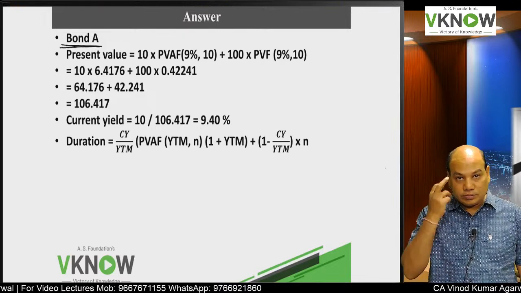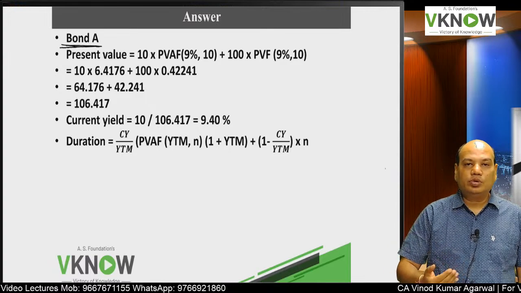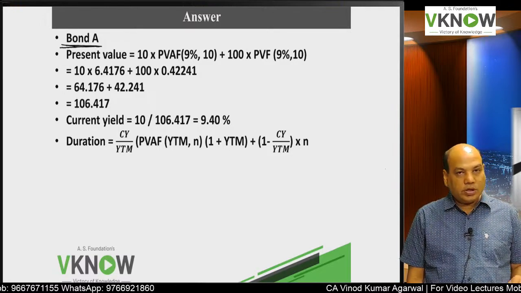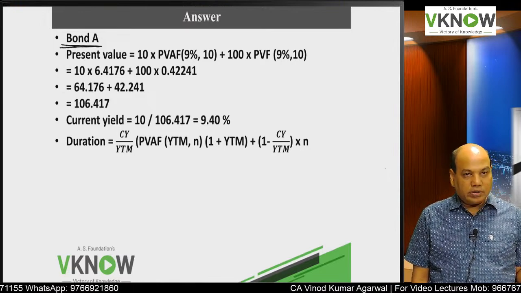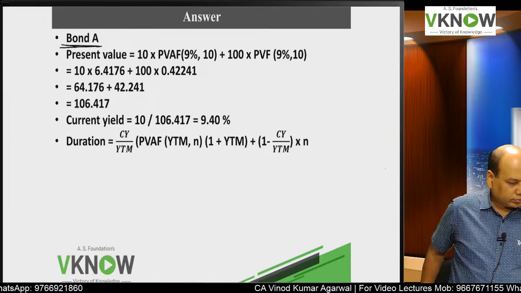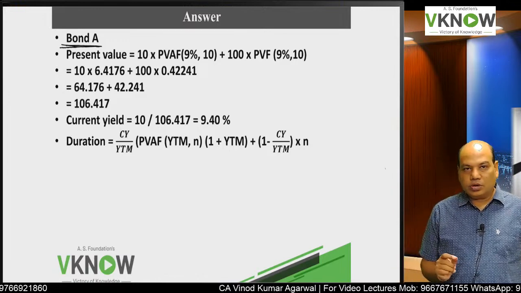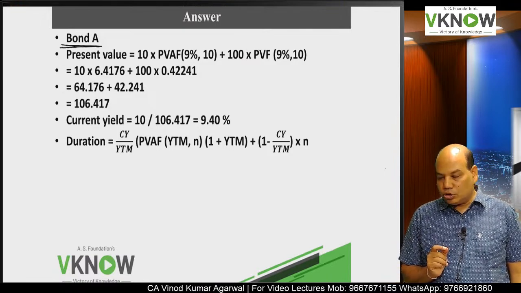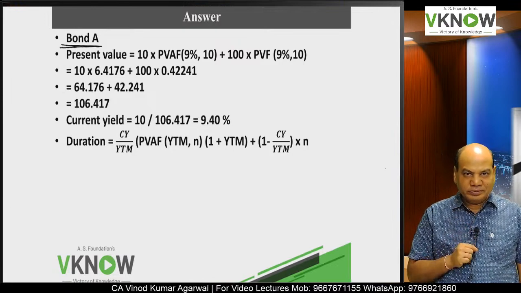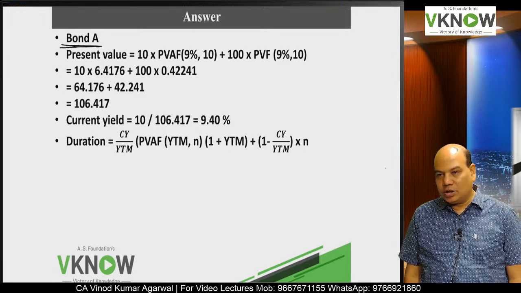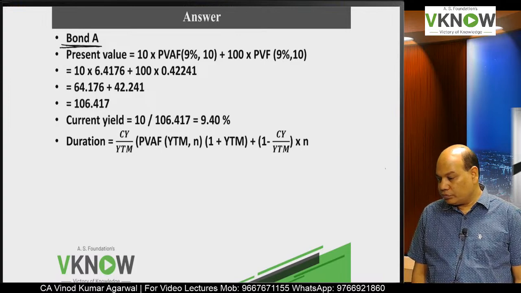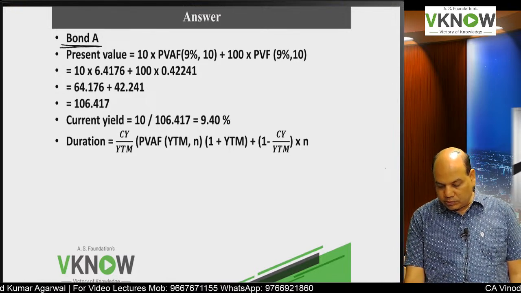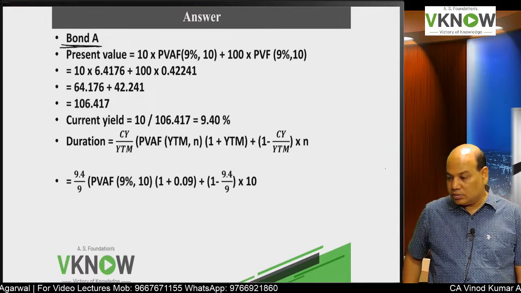Now you know the formula of duration. I am just trying to revise one more time the formula of duration. Duration is equal to current yield upon YTM into PV annuity factor (YTM, N) into (1 plus YTM), plus (1 minus current yield upon YTM) into N. In the question there is a small drafting mistake: they have written current yield is 9%, but they should have written YTM is 9%. I want the students to solve and give me the answer. Please try and give me the answer.